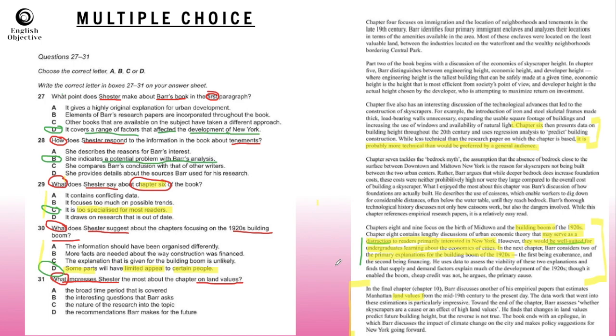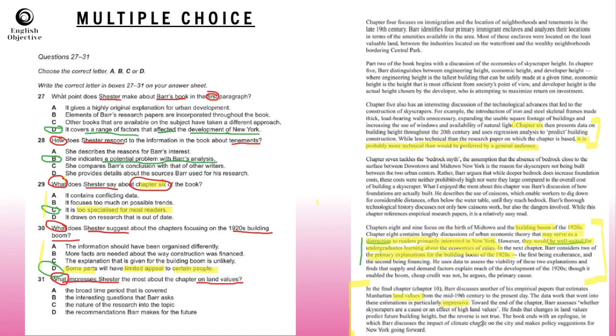In the final chapter, chapter 10, Barr discusses another of his empirical papers that estimates Manhattan land values from the mid-19th century to the present day. The data work that went into these estimations is particularly impressive. Right, this is a very important keyword, because it is related with my question. Let's continue reading and see. Toward the end of the chapter, Barr assesses whether skyscrapers are a cause or an effect of high land values. He finds that changes in land values predict future building height, but the reverse is not true.